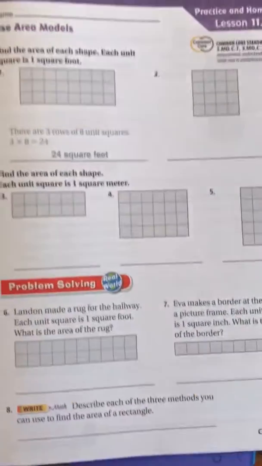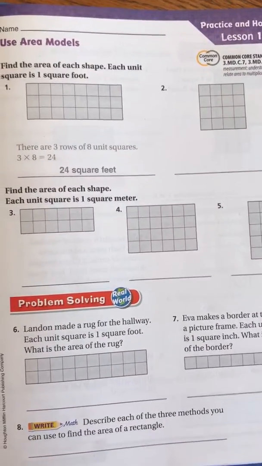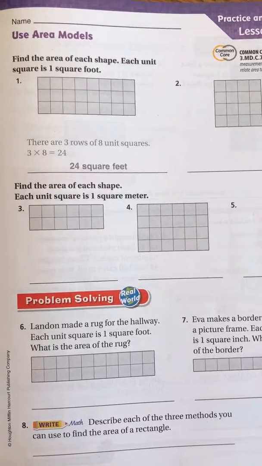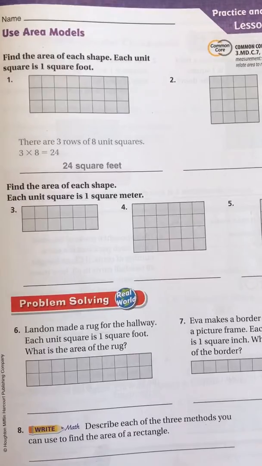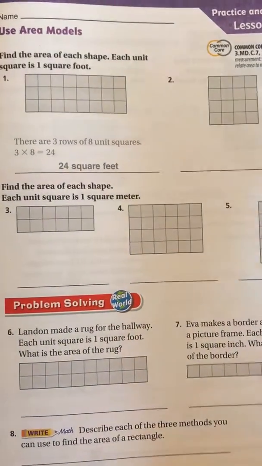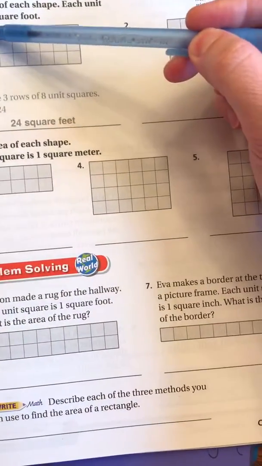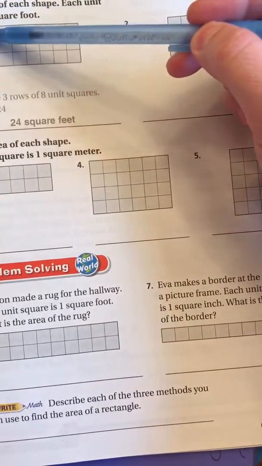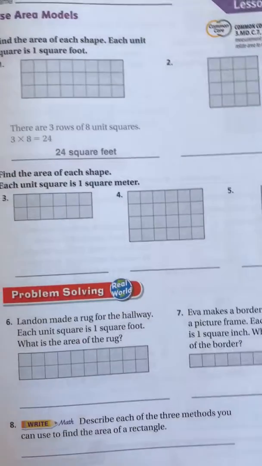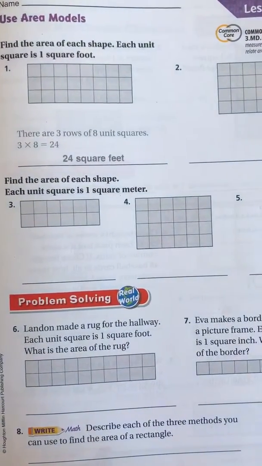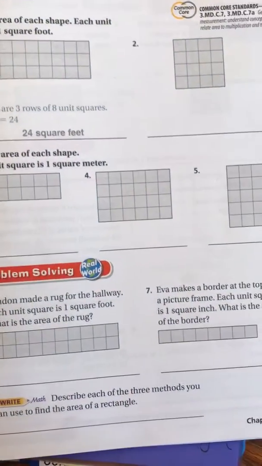So if you go to your homework here, you can use whichever method you want. You can count all the squares, you can use repeated addition, or you can just treat it like an array and make a multiplication sentence. So that's what I'm going to do. There are 3 rows, 1, 2, 3, 4, 5, 6, 7, 8. There are 8 in each row. So I'm going to multiply 3 times 8 and I get 24. You're going to do that for your homework.